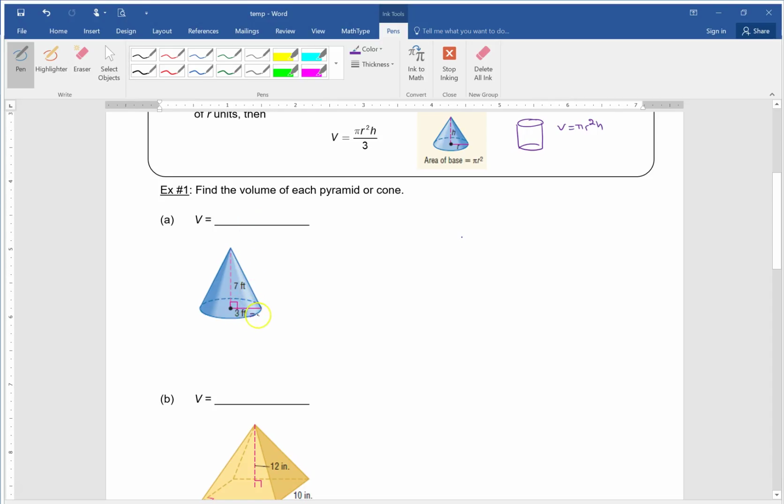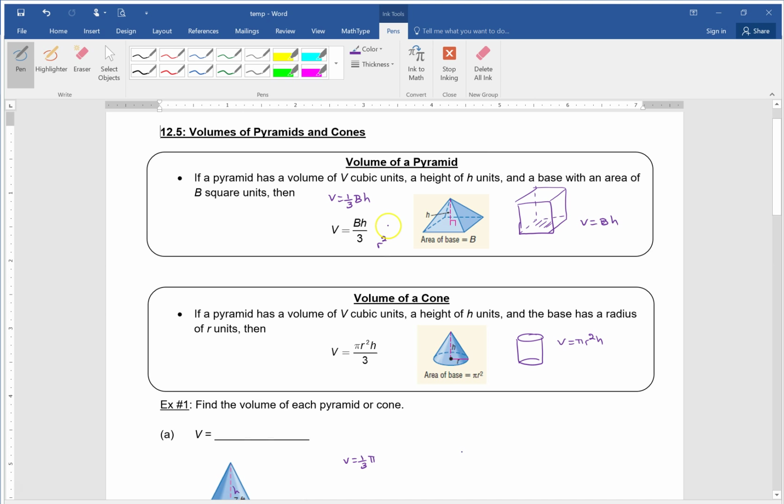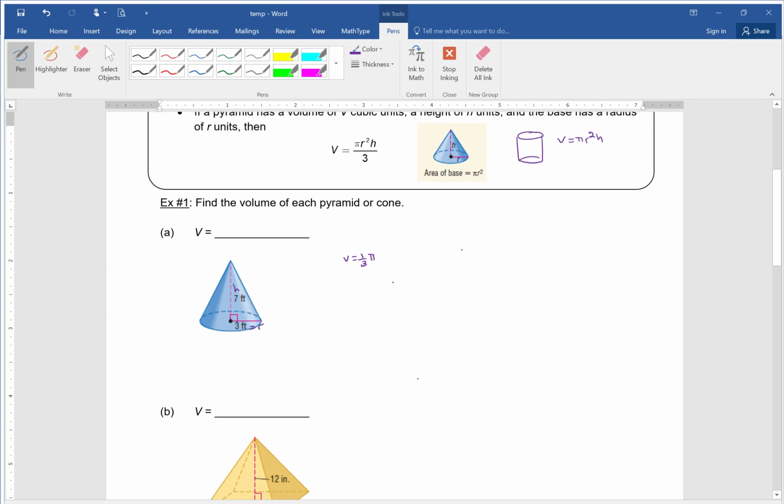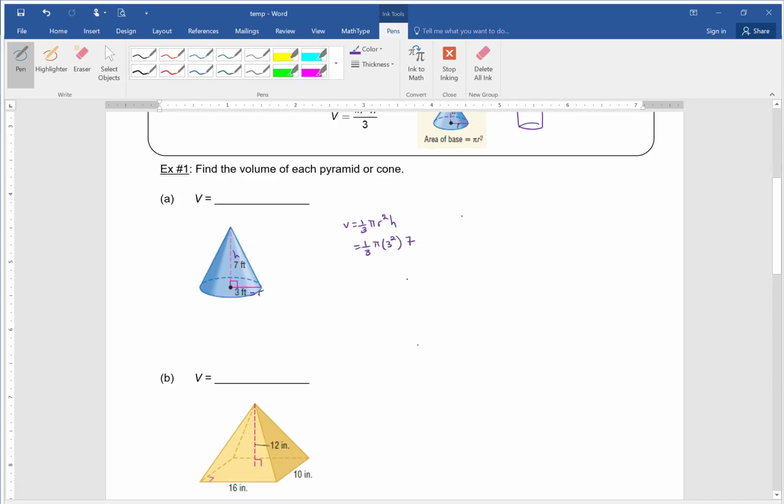We have a radius of 3 and a height of 7. So the volume is 1/3 pi r squared h. And it helps to do as much mental math as you can. So this is 1/3 pi, 3 squared, times the 7. So mental math: 3 squared is 9, divided by 3 is 3, times 7, this is 21 pi. So altogether it's 66 cubic feet.